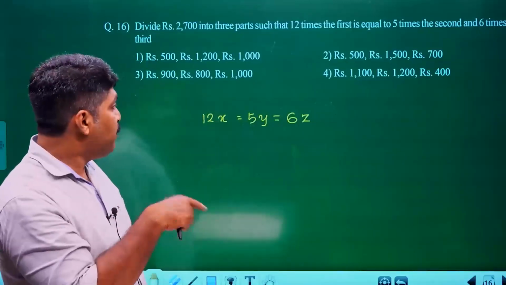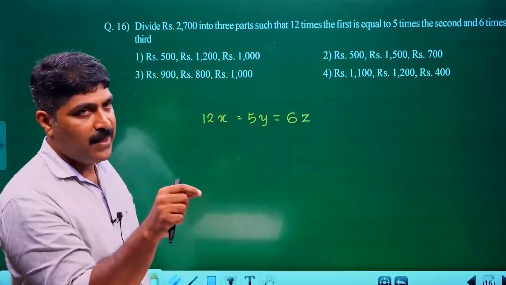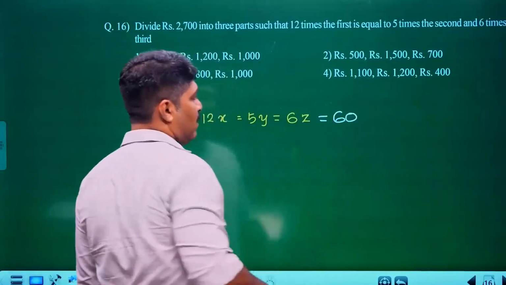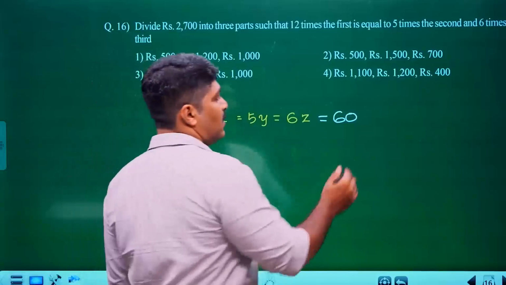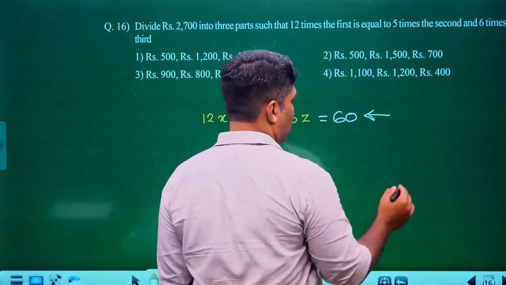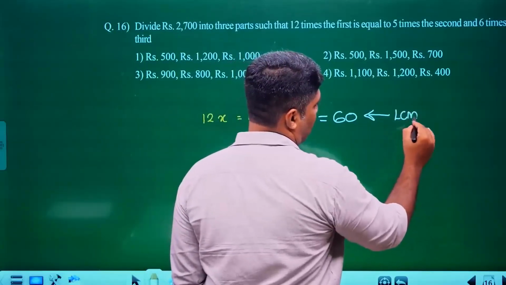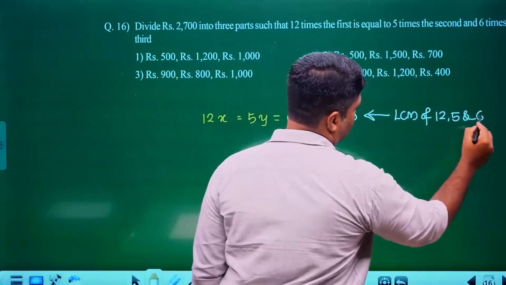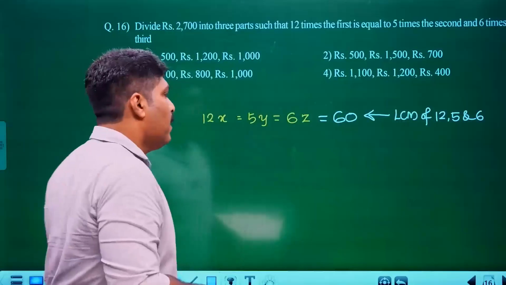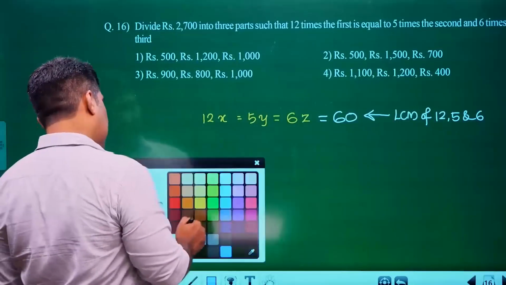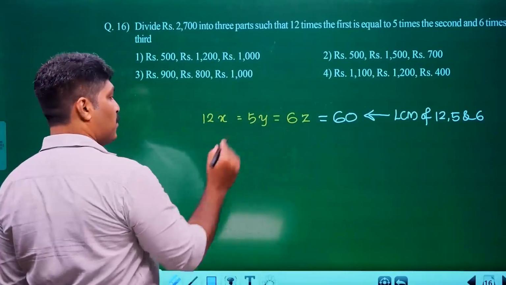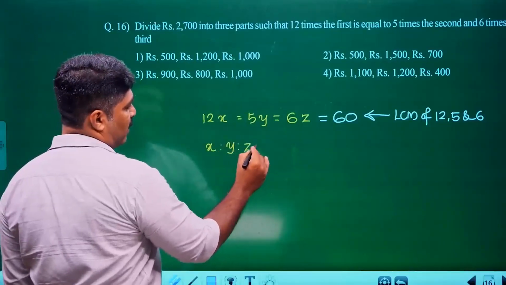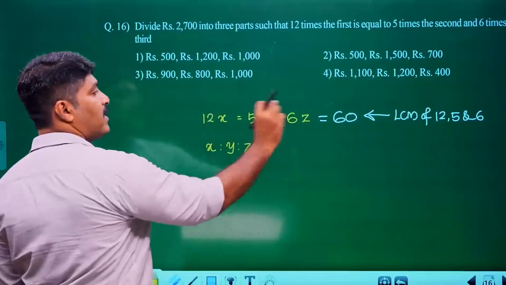Our requirement is to find out what x is to y is to z. So here 12, 5 and 6, their LCM is 60. Correct? 60. So this is the LCM of 12, 5 and 6. Clear? So if 12x equal to 60, then we can directly write the ratio x is to y is to z. Think about it like this: 12x equal to 60.